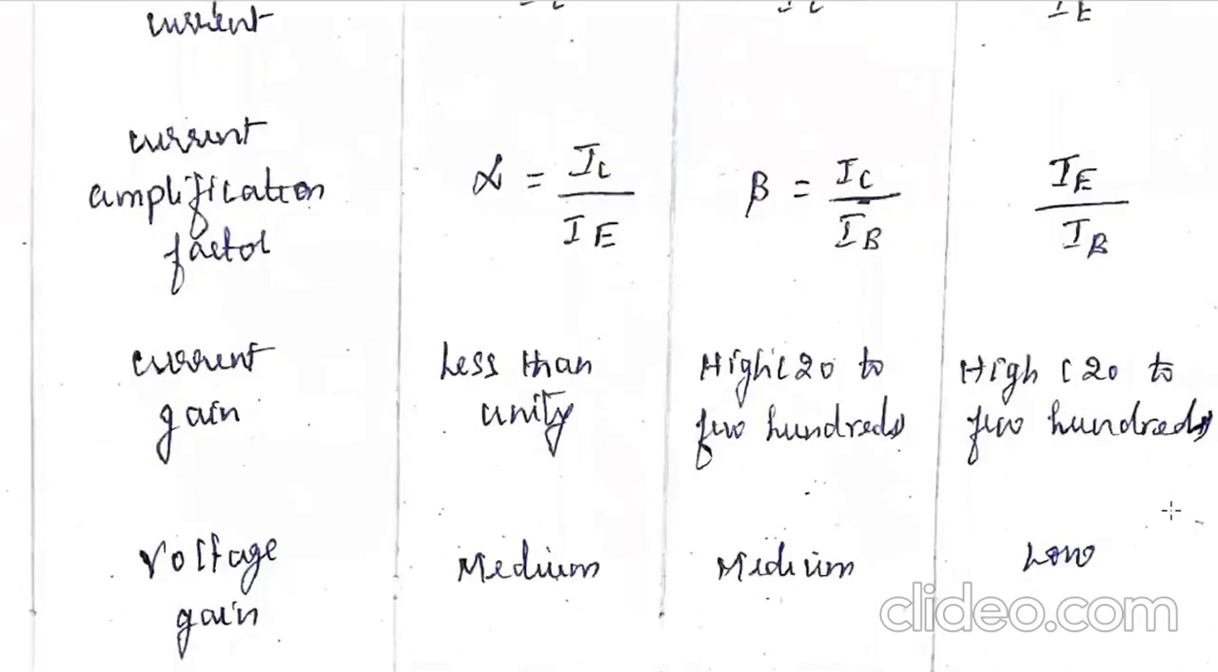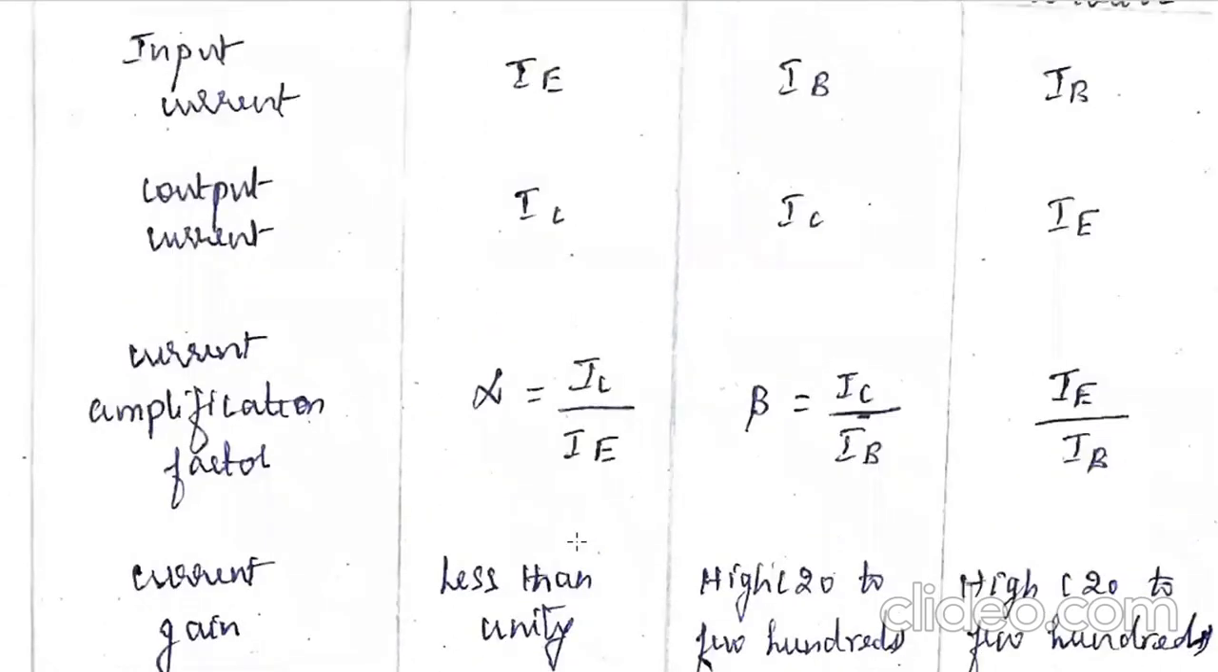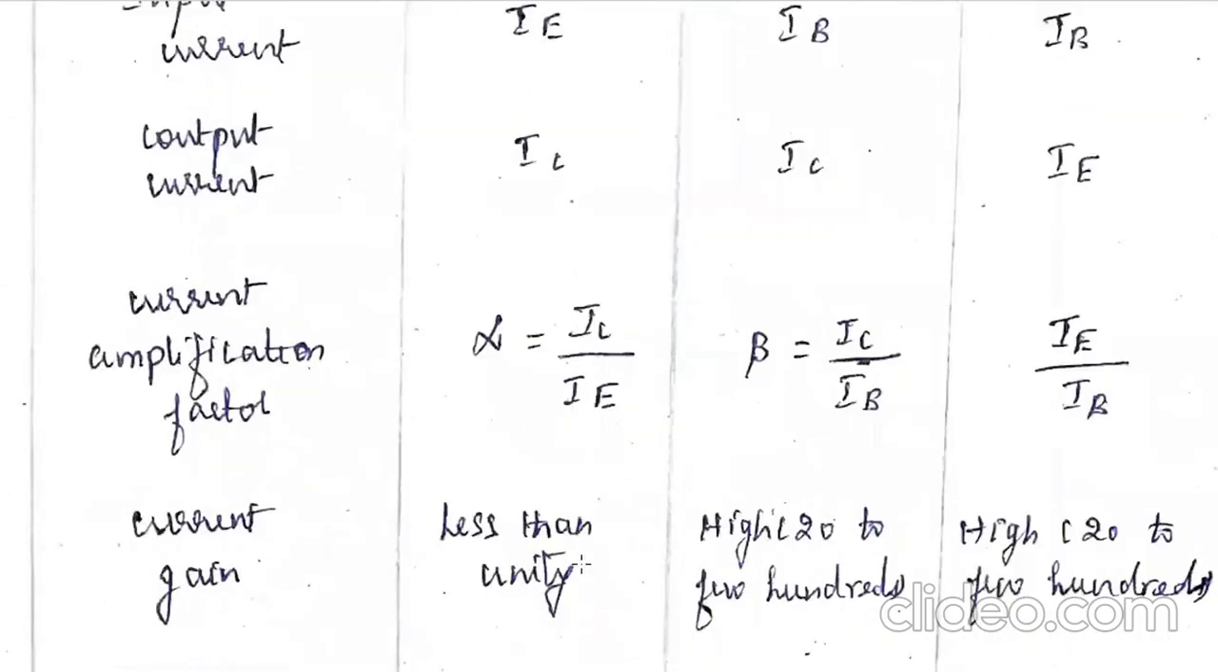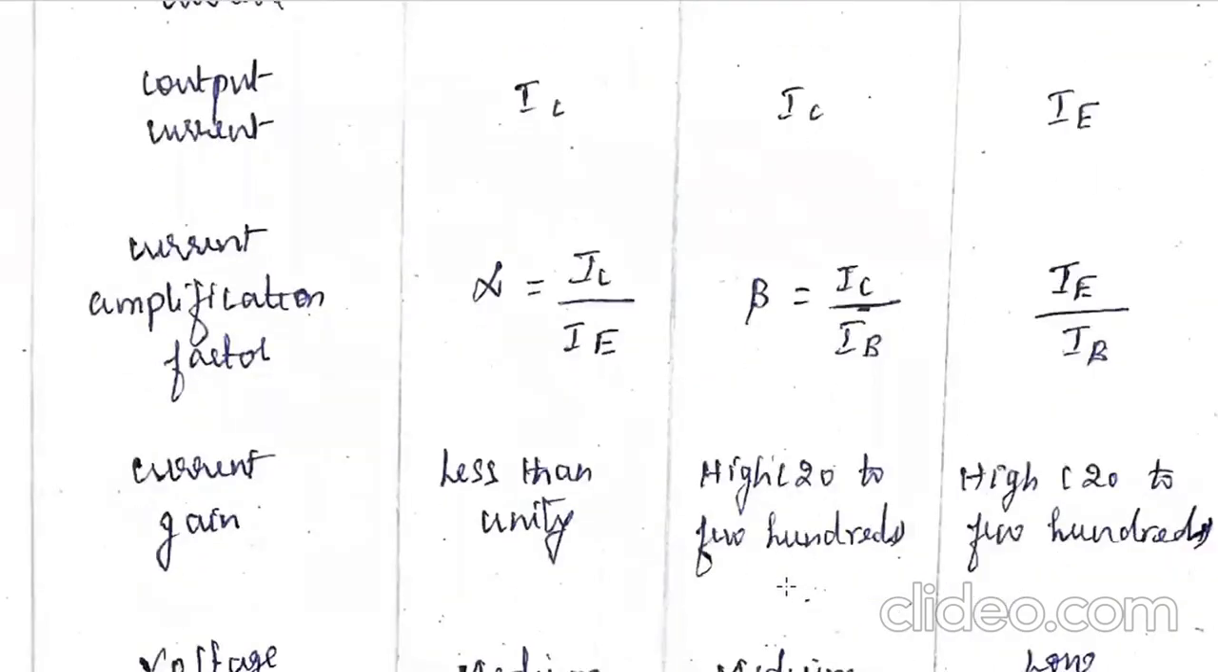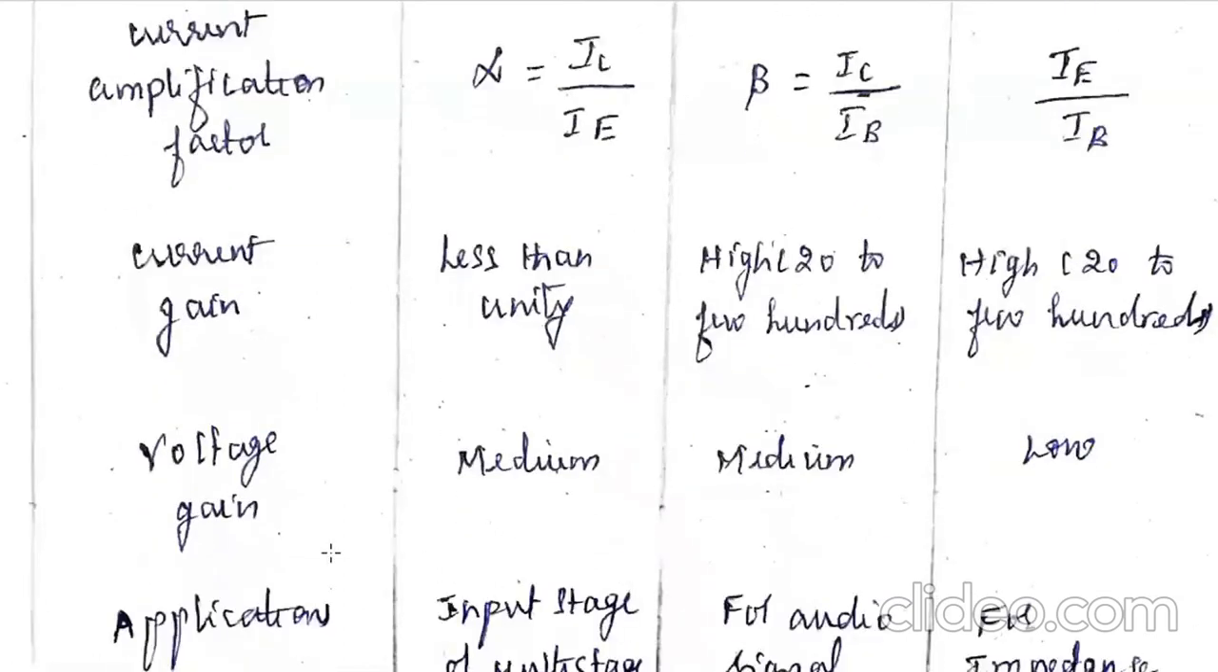Next, we'll see the current gain of all three configurations. The common base offers a very low current gain, less than unity, the current gain for the common emitter will be high, ranging from 20 to a few hundreds, and for the common collector the current gain will also be high. Next comes the voltage gain of all three cases. The voltage gain will be medium for the common base, medium for the common emitter, and low for the common collector configuration.